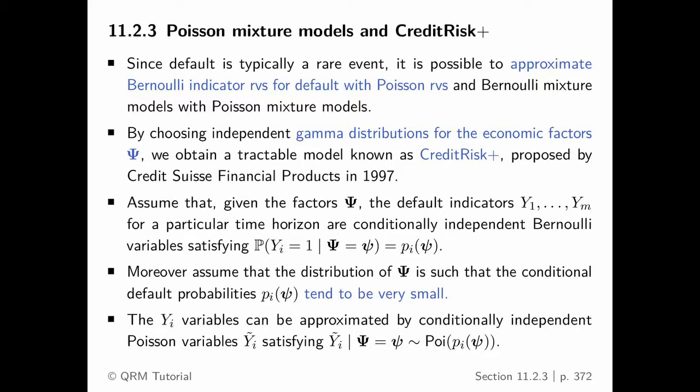We're doing Bernoulli mixtures, but these are rare events. Default is a relatively rare event, certainly for the higher rating categories. We know that the Poisson distribution is the classic distribution for rare events, and that we can approximate Bernoullis or binomials with Poissons if the event probability is small. So actuaries have made a valuable contribution to portfolio credit risk modeling.